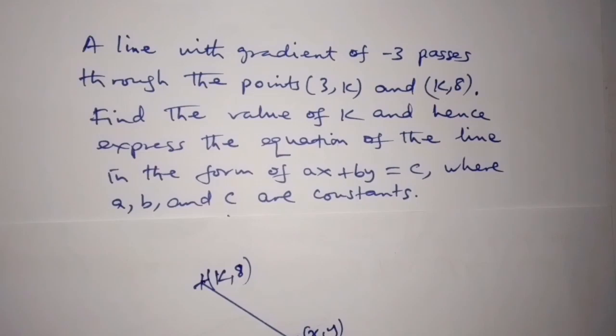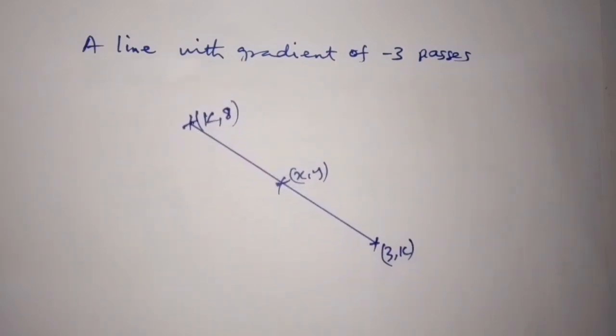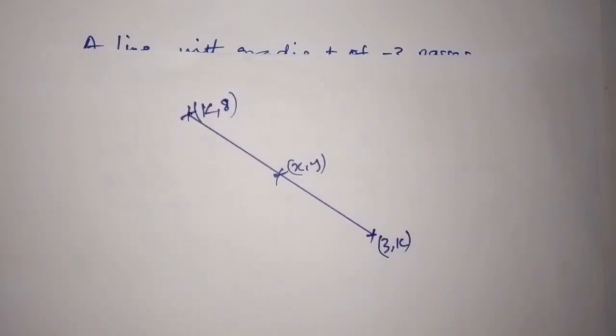A line with gradient of -3 passes through the points (3k, 8) and (k, h). Find the value of k and hence express the equation of the line in the form of ax plus by is equal to c, where a, b and c are constants. We can use a sketch like this one to solve this problem.